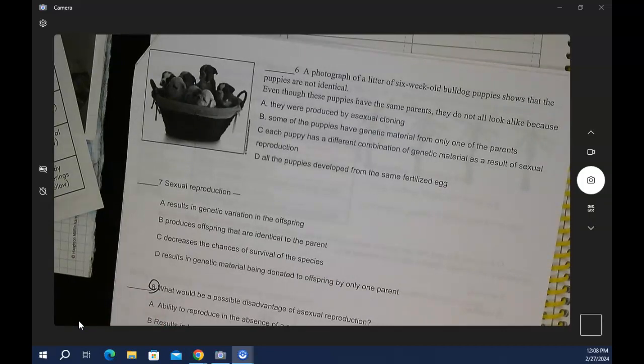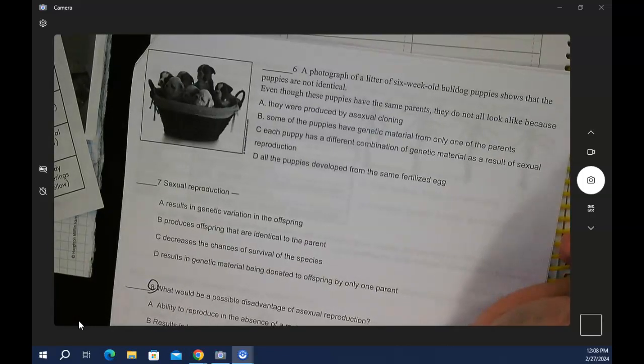A photograph of a litter of 6-week-old bulldog puppies shows that the puppies are not identical. Even though the puppies have the same parents, they do not all look alike because: A, they were produced by asexual cloning. B, some of the puppies have genetic material from only one of the parents. C, each puppy has a different combination of genetic material as a result of sexual reproduction. D, all the puppies develop from the same fertilized egg.